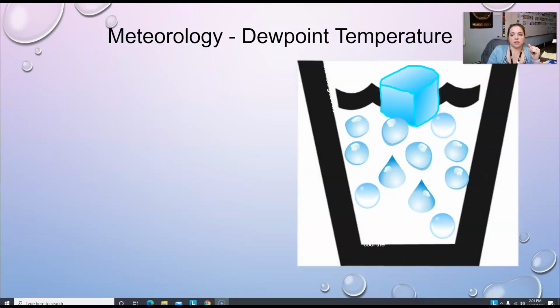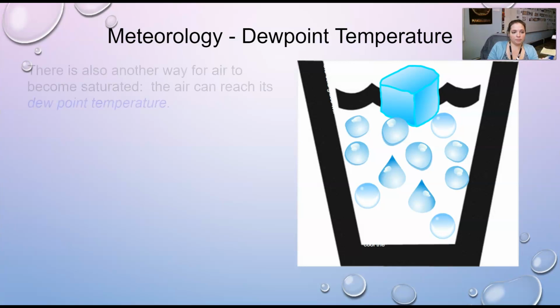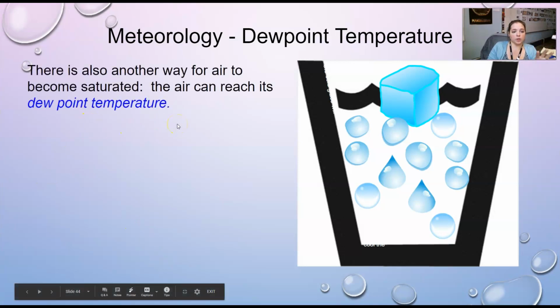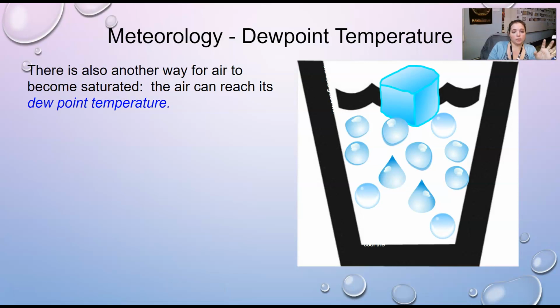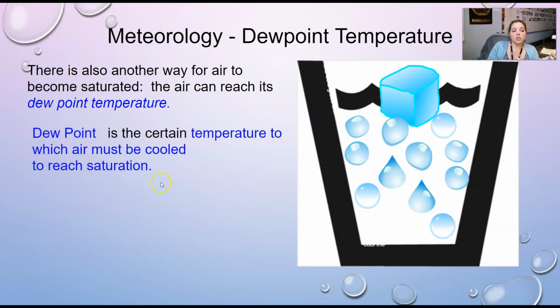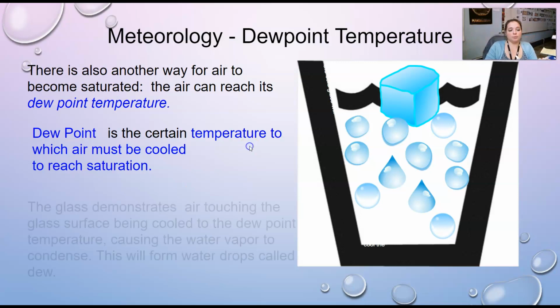So looking at this, have you ever had a glass of water? Well, this is a good explanation of dew point temperature. A glass of water with ice in it. There are other ways for air to reach saturation besides getting colder. When the air does become saturated, it's reached its dew point temperature. Dew point is the certain temperature to which air must be cooled to reach saturation. So it has to get so cold that it gets filled with all this water and reaches saturation.